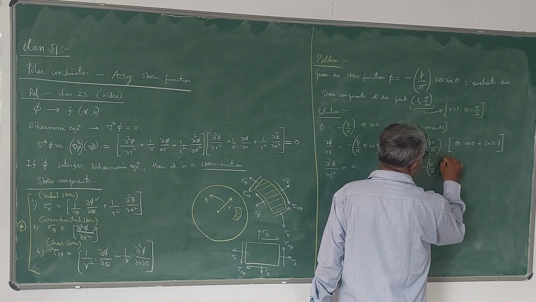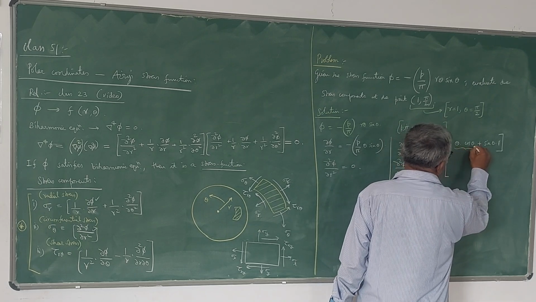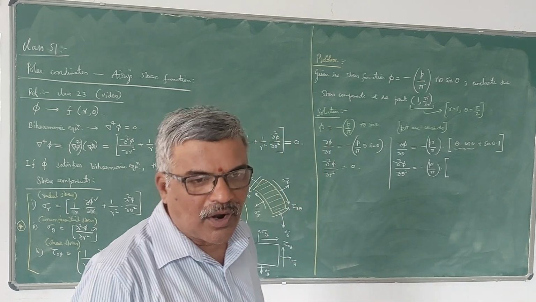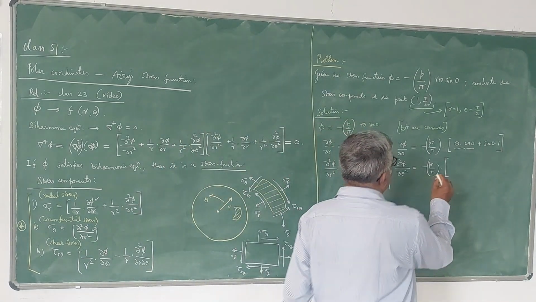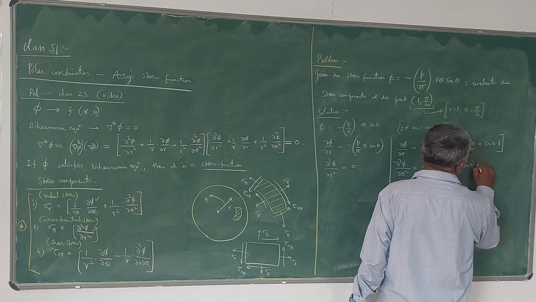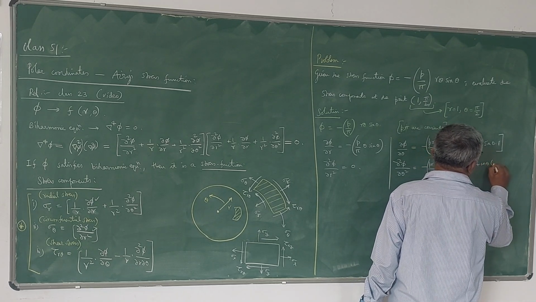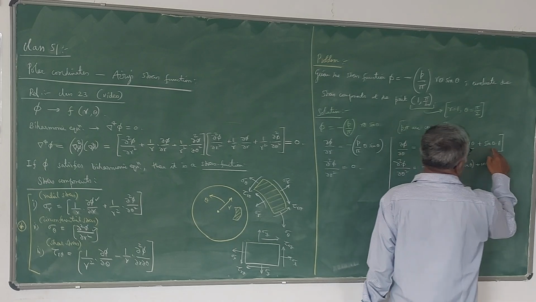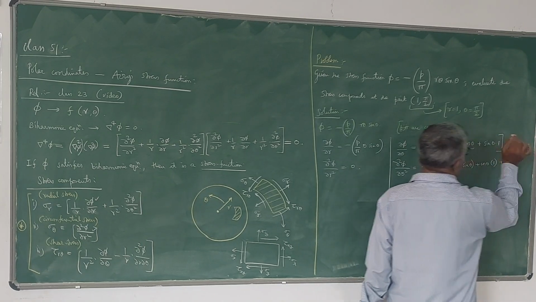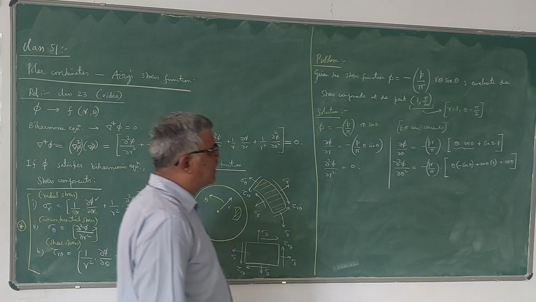Into, now look here: theta into cos theta. Once again you have to use product rule. So theta into derivative of cos theta is minus sin theta, plus cos theta into derivative of theta is 1. That's all. Plus derivative of sin theta is cos theta. Sin theta into 1, sin theta, right? So cos theta. This is the answer.